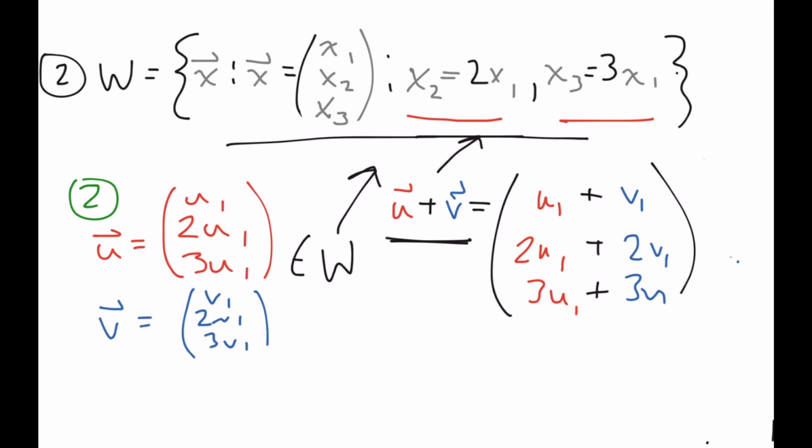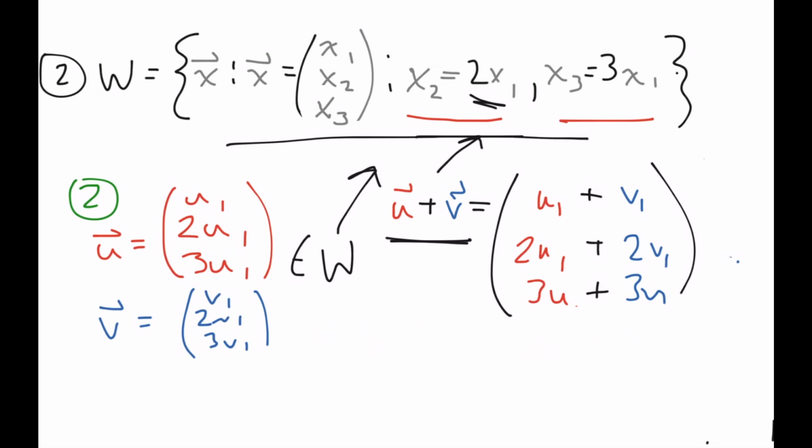Well, let's write out x2 first. So x2 is 2u1, plus 2v1. This is supposed to equal 2x1. So 2x1 is just going to be 2 times u1 plus v1. Clearly, this is true. So we know that that first condition is met.